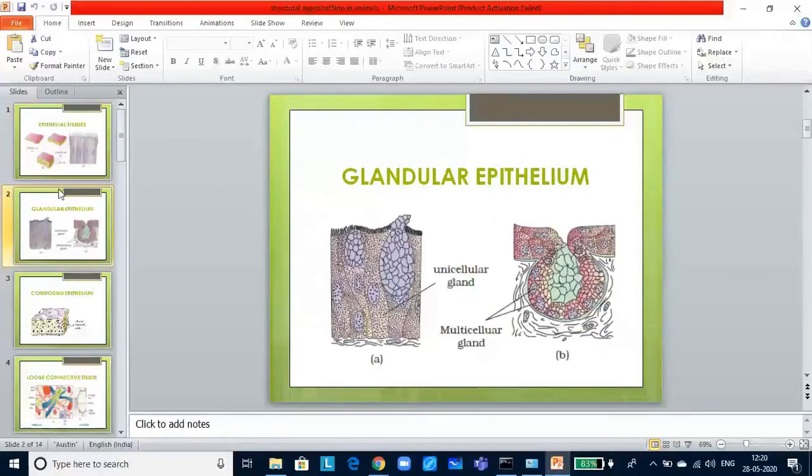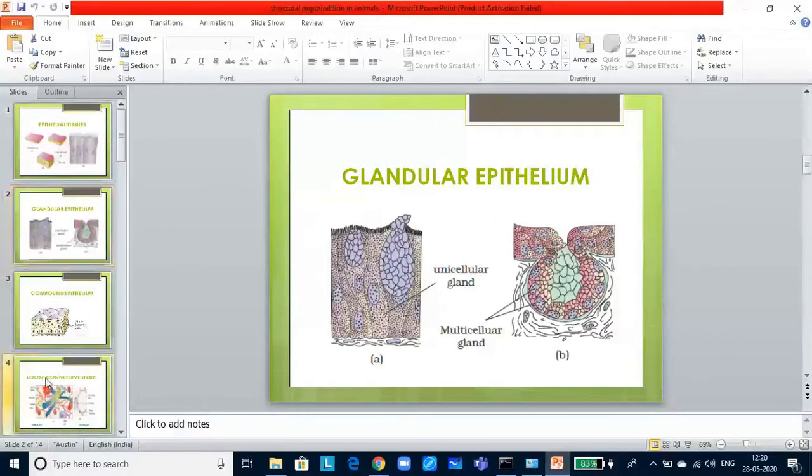Unicellular cells are isolated glandular cells, for example, goblet cells of the alimentary canal. And multicellular cells consist of clusters of cells, like salivary glands. Now, based upon the presence or absence of ducts, they are classified as exocrine gland and endocrine gland.